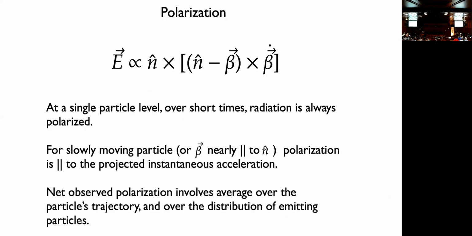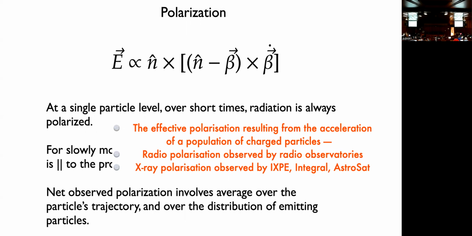Okay, I mentioned that the emission from a single accelerated charge will always be polarized. What matters is, if a collection or population of accelerated charges has polarized emission, then we call it a polarized emission. So for example, radio polarization observed using radio observations or optical observatories, and then yes, we have seen X-ray polarization observed by XPoSat, INTEGRAL and AstroSat.